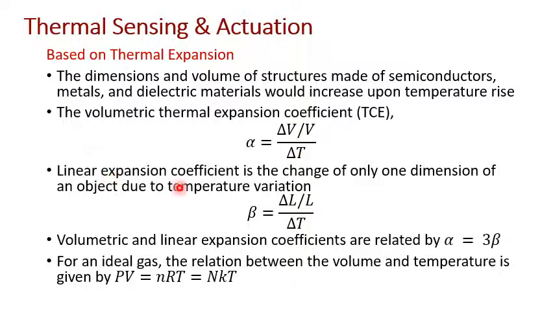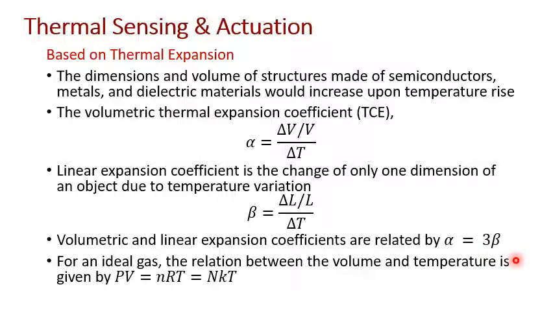The linear expansion coefficient of a material is the change of only one dimension of the object due to temperature variation. That is, beta is defined as ΔL by L divided by ΔT. The relation between the volumetric and linear expansion coefficient is given by the equation alpha is equal to 3 times beta.